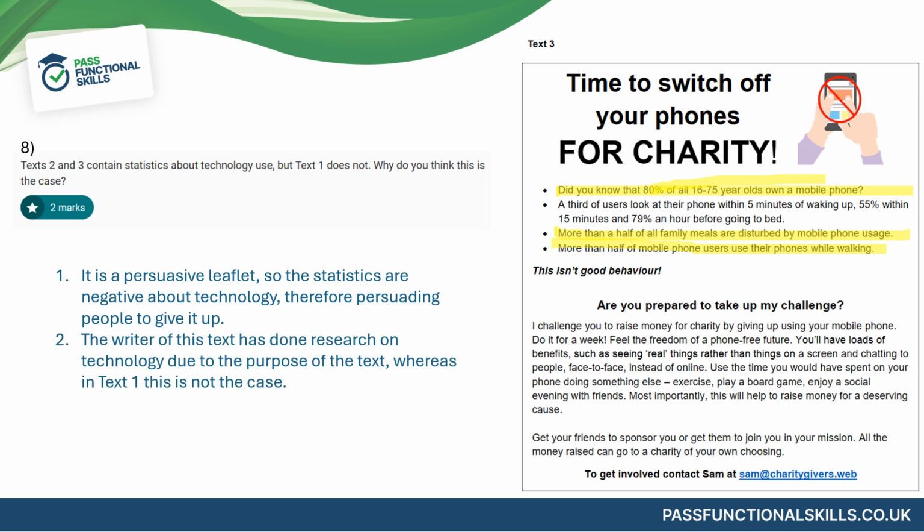Then within that, we've got some research that's been done. Text 1, if we remember, is just a forum discussion, so people who are contributing on that are likely doing so quite quickly. They're not likely to have done much research, so the evidence they're going to use is just their personal experiences that they can think of, whereas in this text, the author has planned it and done some research in order to try and persuade the reader.